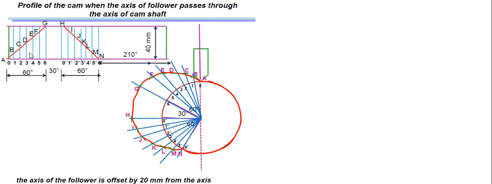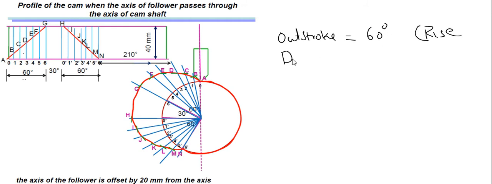So if you have a case of uniform acceleration, just imagine. This is actually a solution for a problem that we will solve later. So this is a displacement diagram of a uniform acceleration. Here from the figure you can see it is having an outstroke of 60 degree. Outstroke means rise. Then dwell in between of 30 degree.